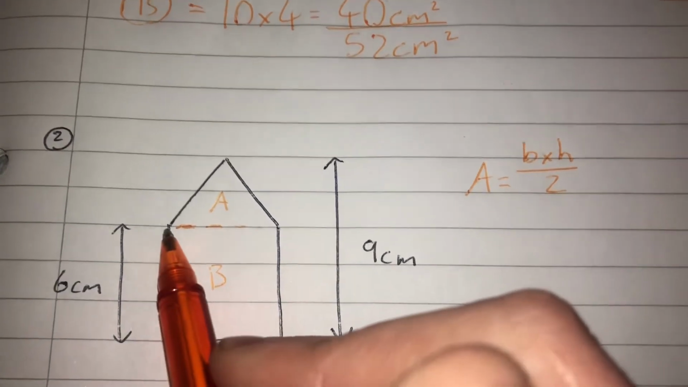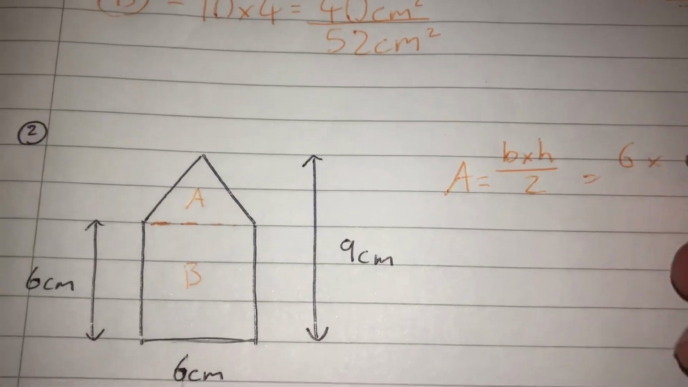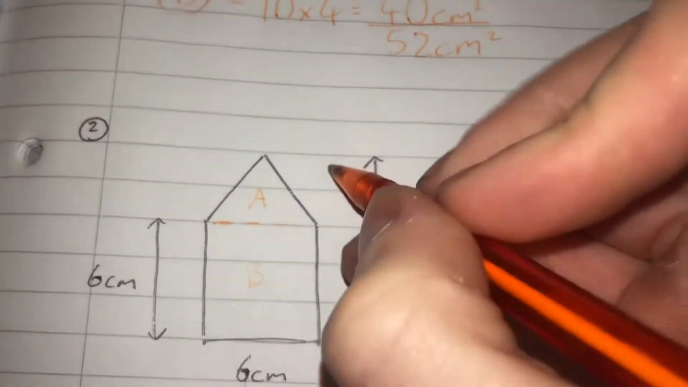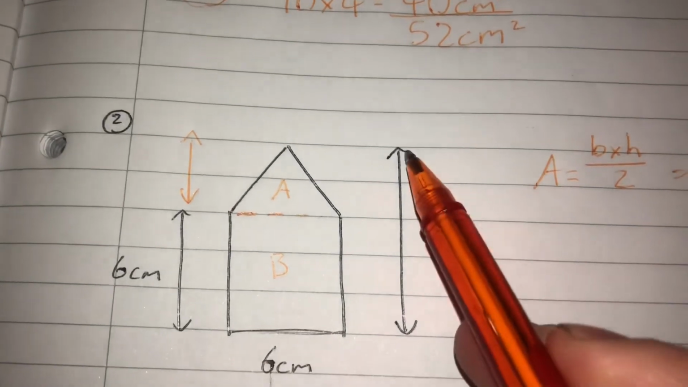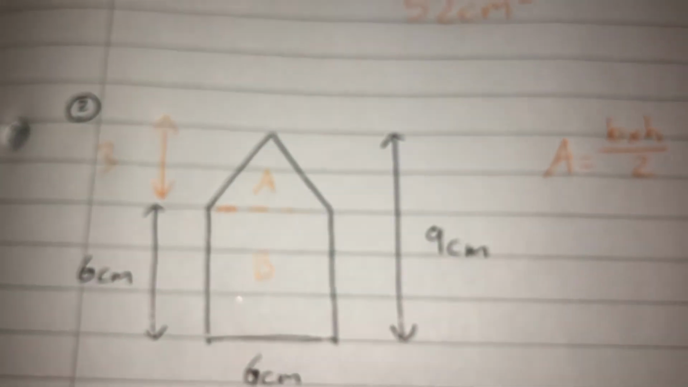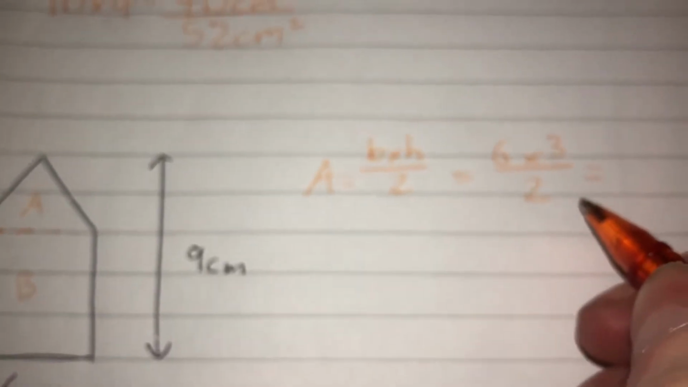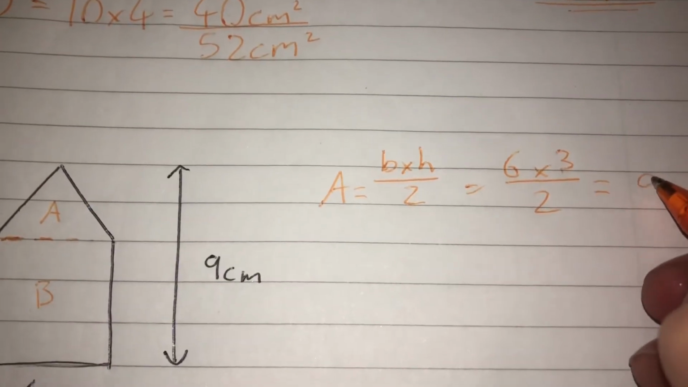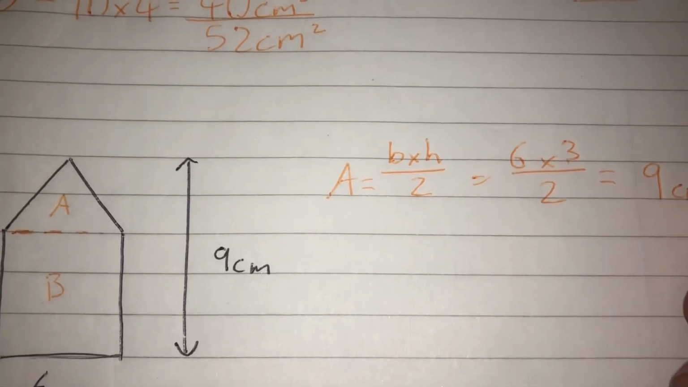Okay, so let's look at the dimensions we're given. We know the base must be 6 if this is 6. So 6 times, now the height, again, we don't know the height from here to here of the triangle, but if I use the vertical dimensions that are given, if this is 9 and this is 6, this must be 3. So it's 6 times 3 divided by 2. 6 3s are 18, divided by 2 is 9. So the area of the triangle is 9 centimeters squared.